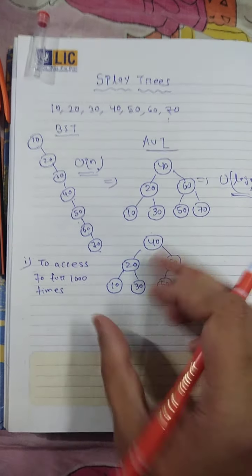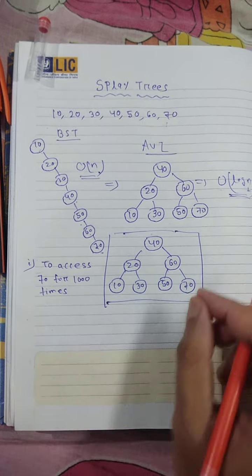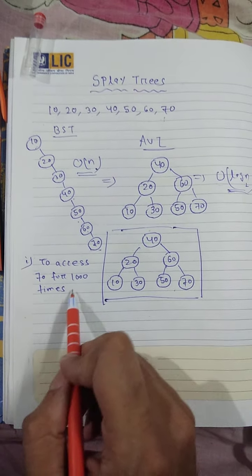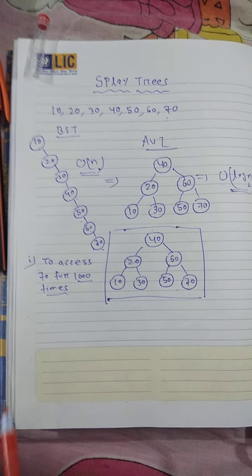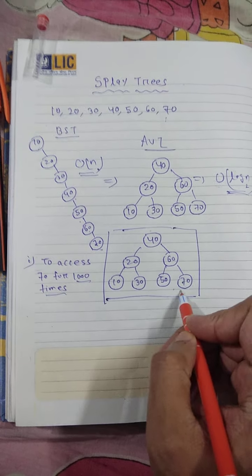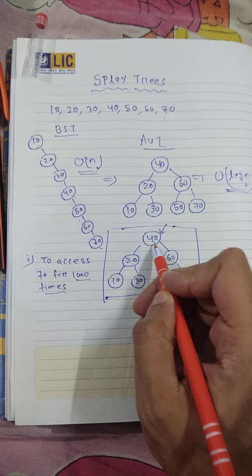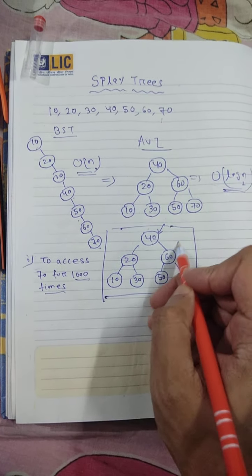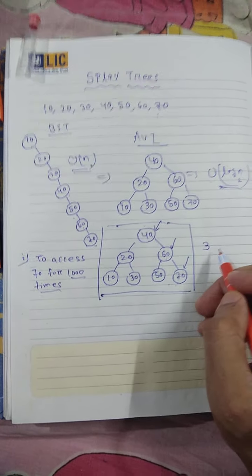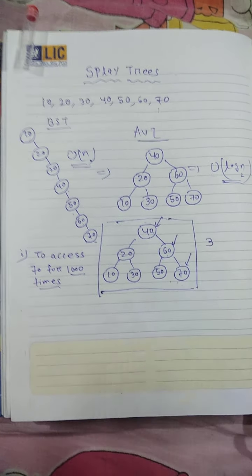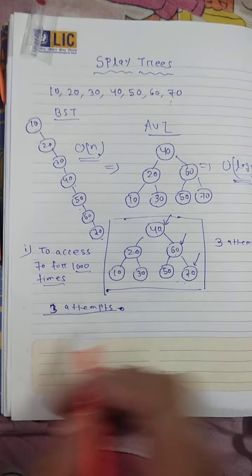Suppose this is an AVL tree, and we need the element 70, 1000 times. To access 70 1000 times, let's see for the first time what time is required to search the element. First we check the root. This element 70 is greater, so go to the right side, 70 is greater again, and then we find 70. That means in 3 attempts we can search for 70. So for one search we need 3 attempts.